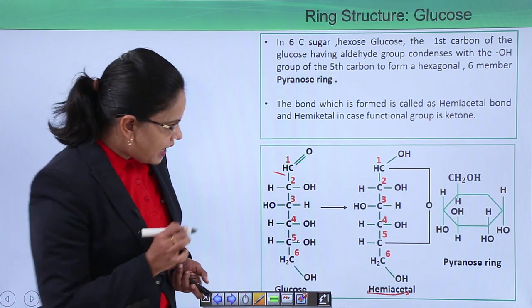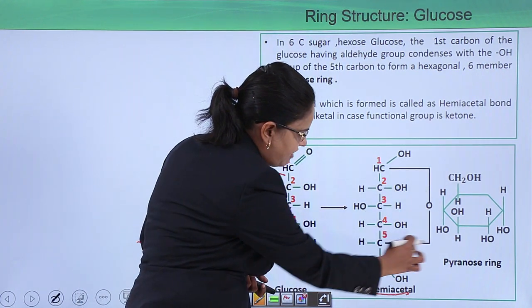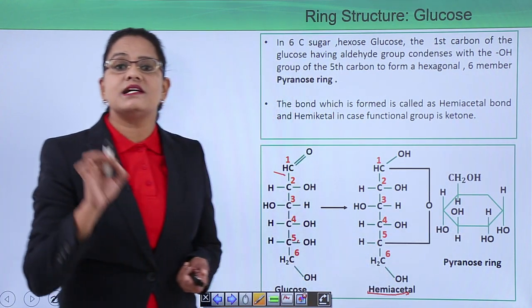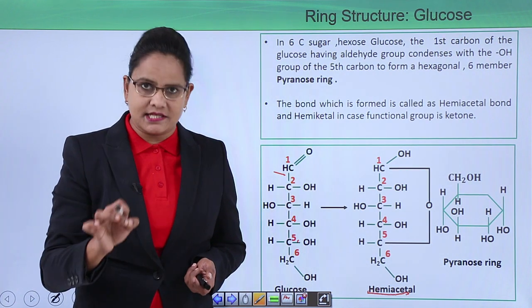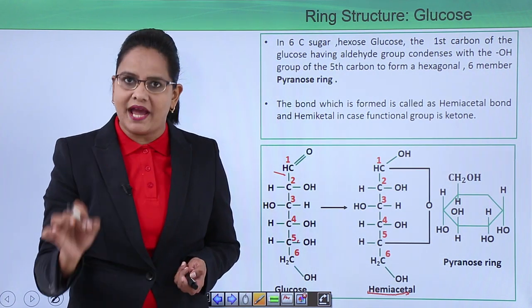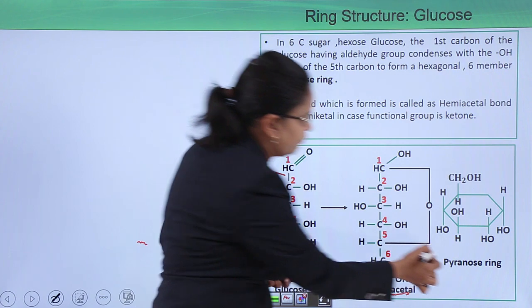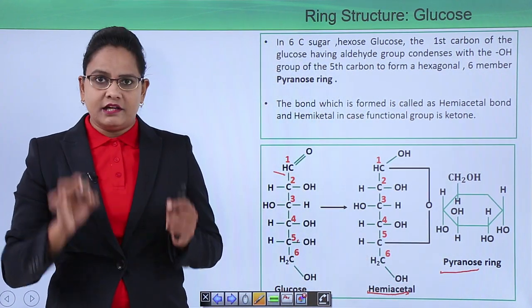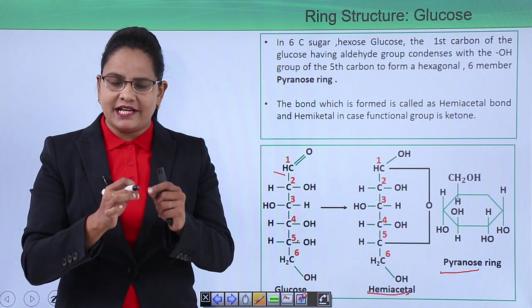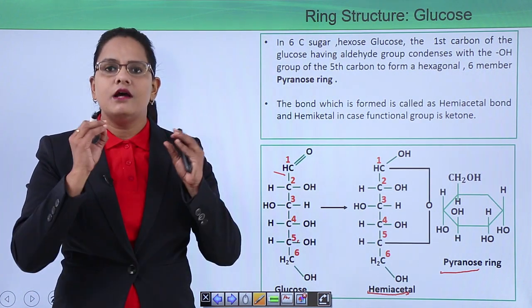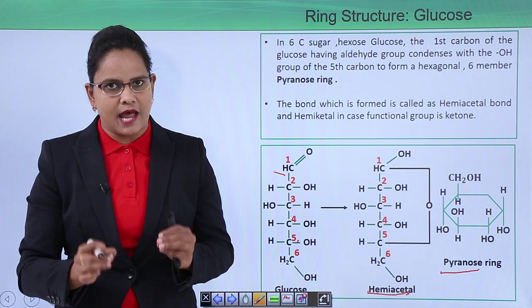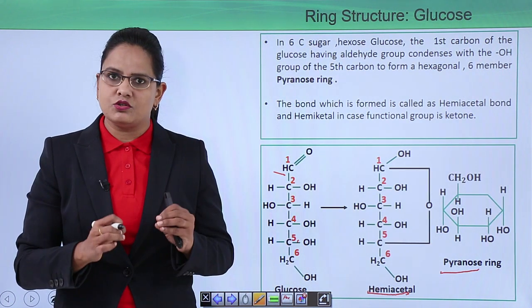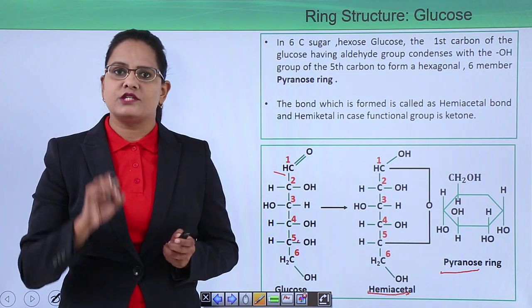Okay. Now, as you can see, the carbons have clumped close together and a ring is formed. This is a 6-membered ring, a hexagonal ring resembling pyran, and the name is pyranose ring. So, the 5th carbon and the first aldehyde group came close together and formed a bond. The bond is known as hemiacetal bond, and correspondingly a ring is formed. That ring is known as pyranose ring in case of glucose.